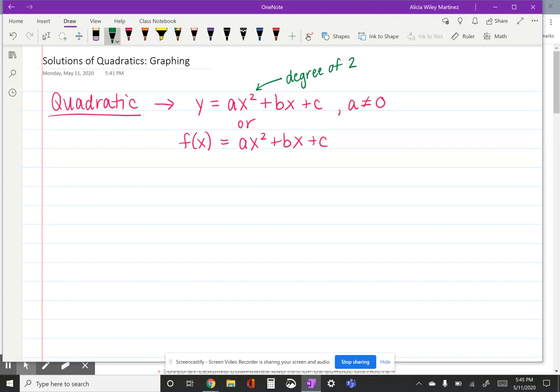This is going to help us not only be able to recognize what type of function it is, but it will also help us to know what shape the graph will take, and also it will help us to determine the number of solutions. Now, before we get into number of solutions, let's talk about quadratic solutions in general.